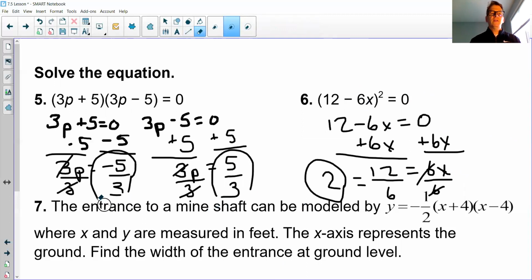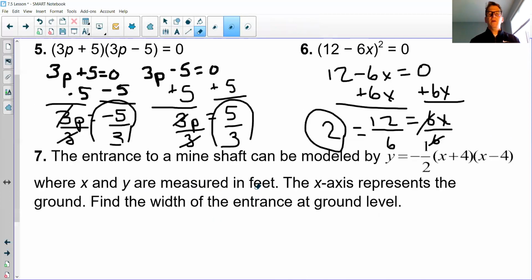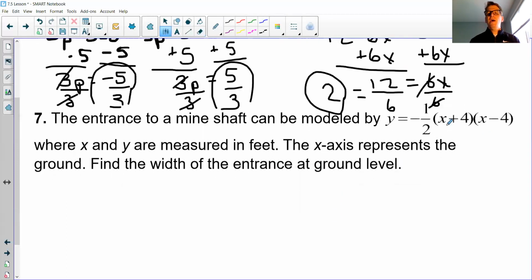In the last one today, it's similar to the fireplace question, but this is a mine shaft. A mine shaft can be modeled by y equals -1/2 times x plus 4 times x minus 4, where x and y are measured in feet. The x-axis represents the ground. Find the width of the entrance at ground level.